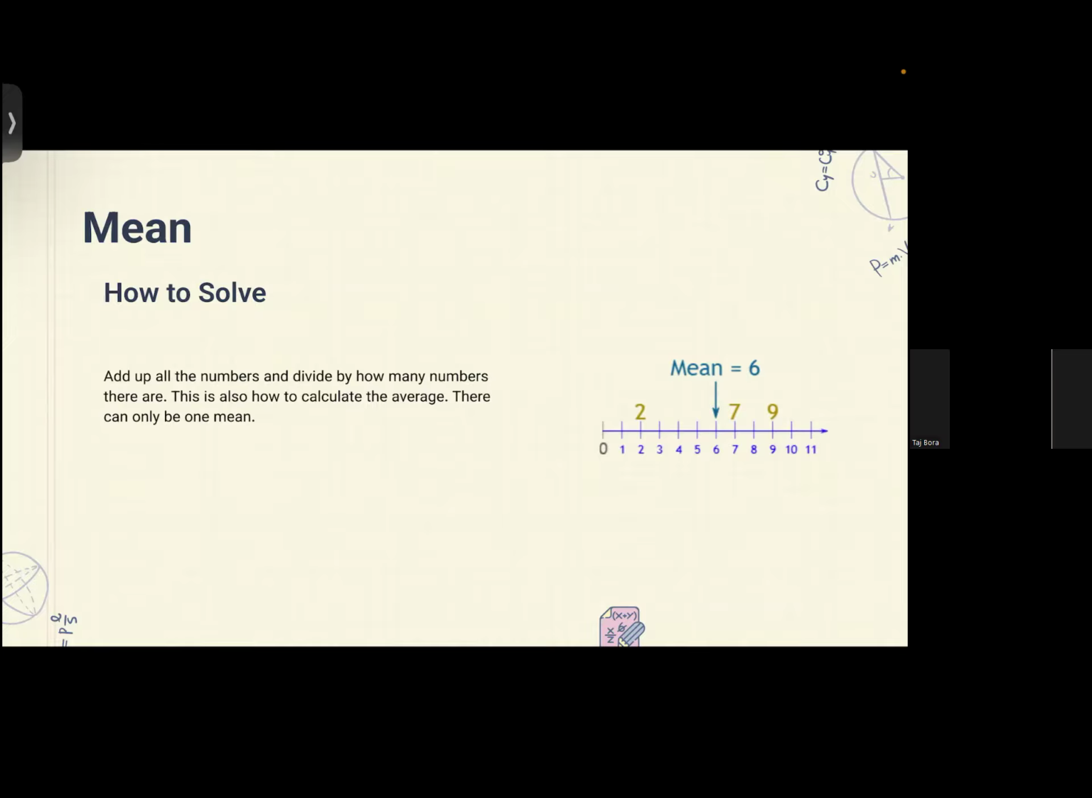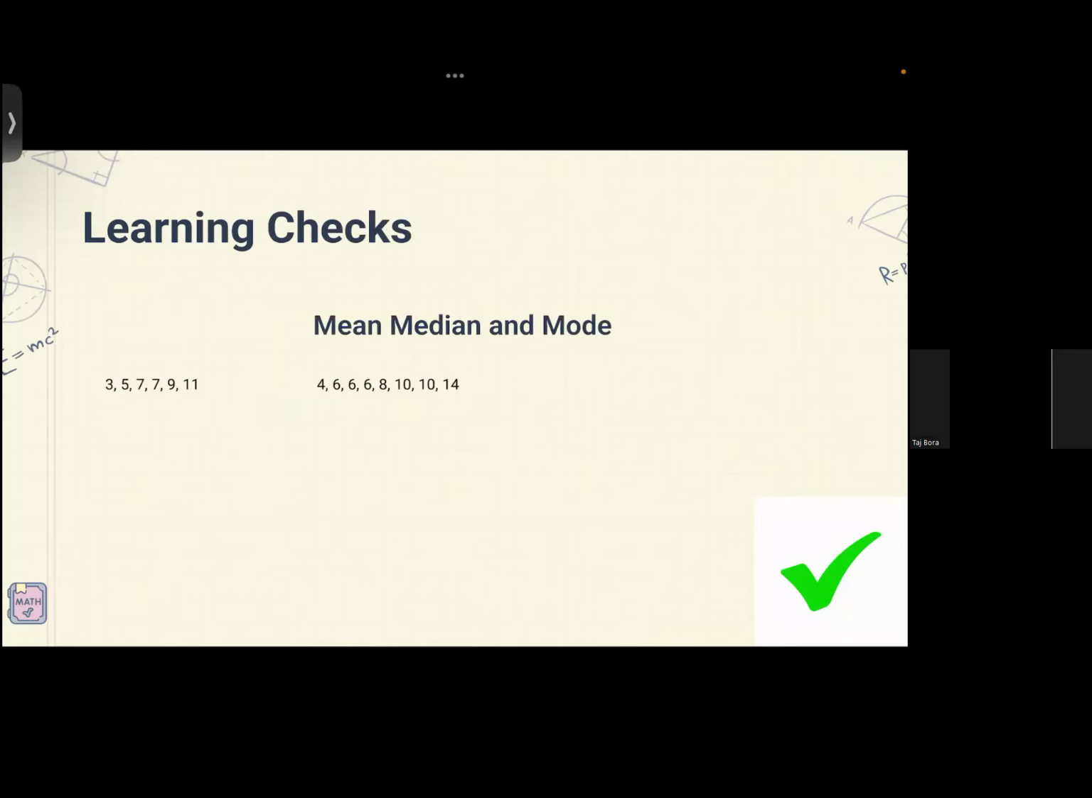Okay. These shouldn't take too long, so let's take maybe 2 to 3 minutes for this. Just tell the mean, median, and mode of each data set. These are for you to do on your own paper.